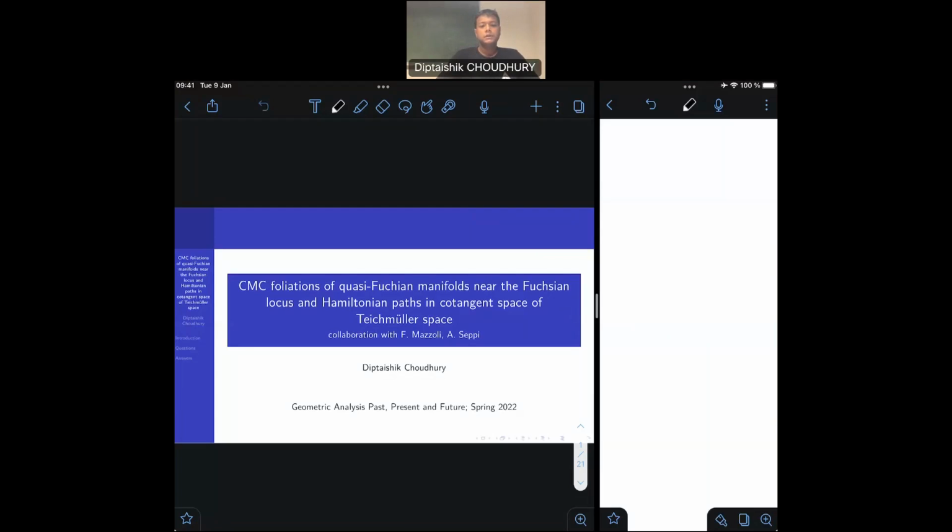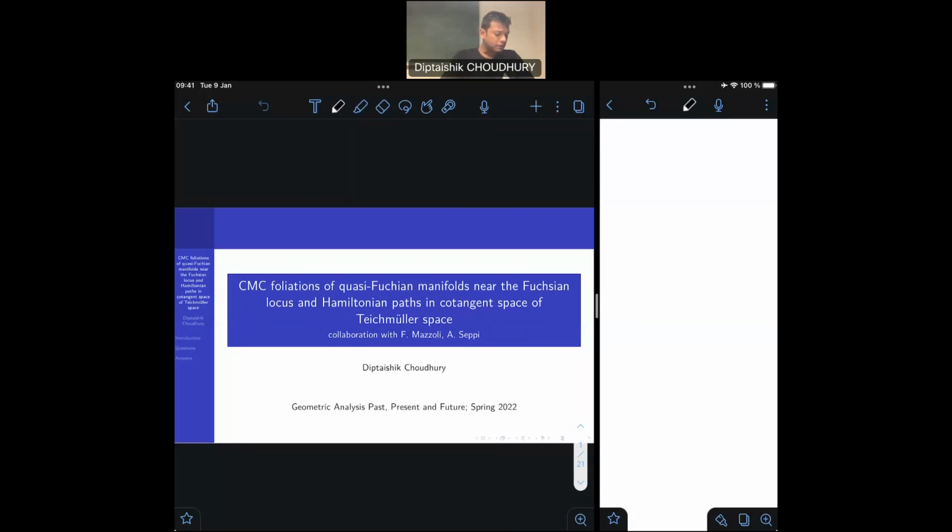I'm Diptaishik Choudhury. I'm going to be speaking on this work on CMC foliations of quasi-Fuchsian manifolds near the Fuchsian locus and Hamiltonian paths in the cotangent space of Teichmuller space, that appear out of the data of the CMC foliations. This is in collaboration with Filippo Mazzoli and Andrea Seppi, the latter being my advisor.